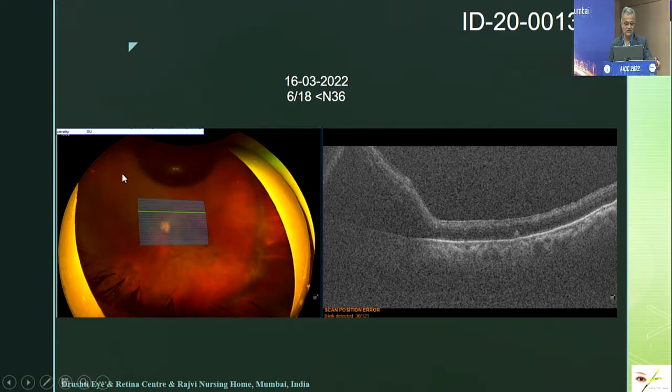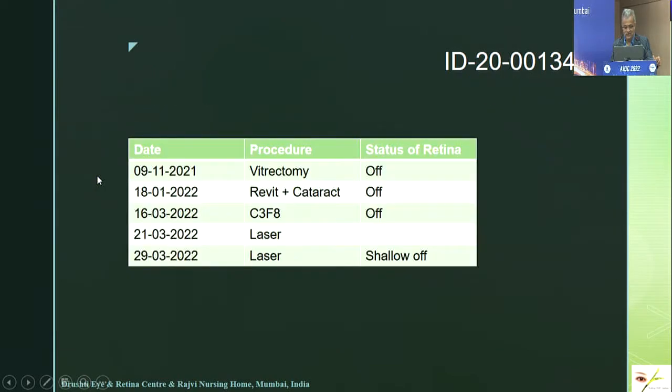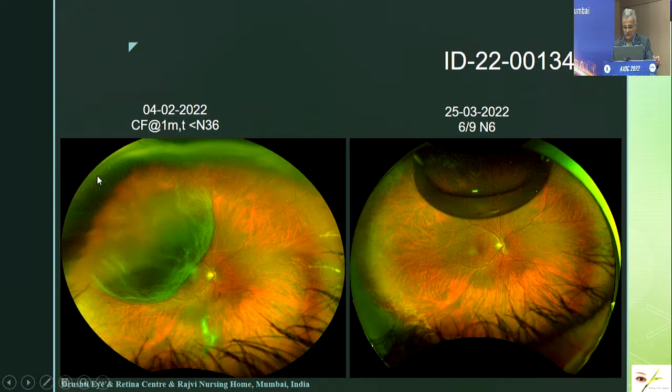So at this juncture, there was a break in the upper nasal quadrant. I thought there was a break, and I injected only C3F8 gas in OPD, and the retina got reattached. And then I thought, since this side was a giant tear, I did laser around the buckle and posterior to the buckle in this eye, and since 2 months it is attached. So I think planning the treatment is important, and understanding PVR and intervention is important.